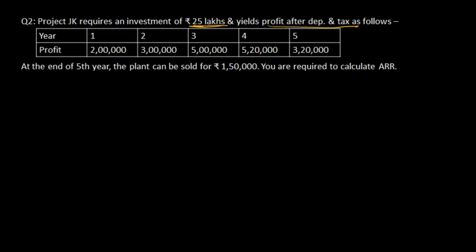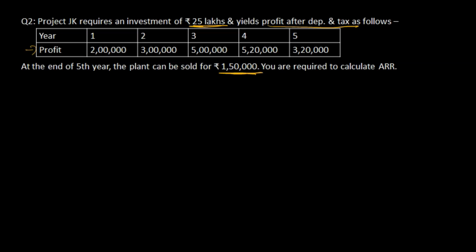Okay, here the profits are different in each year. For years 1 to 5 there is different profit, and at the end of the fifth year the plant can be sold for rupees 1,50,000. You have to find out ARR. So this 1,50,000 is just the scrap value.